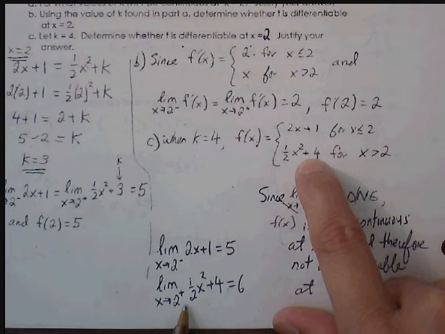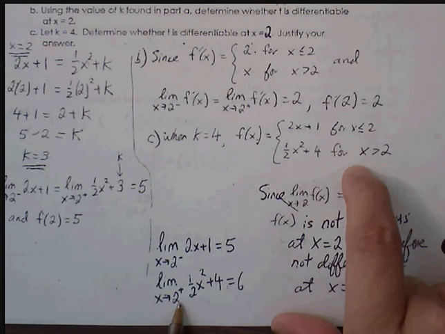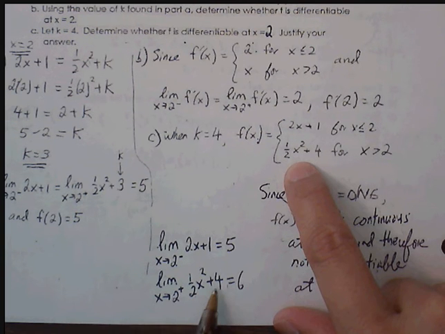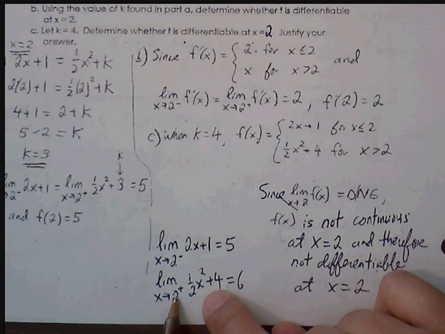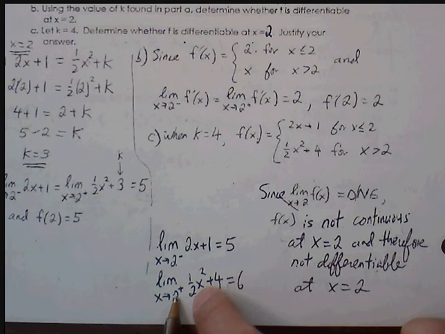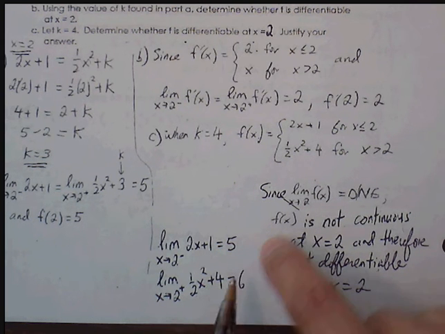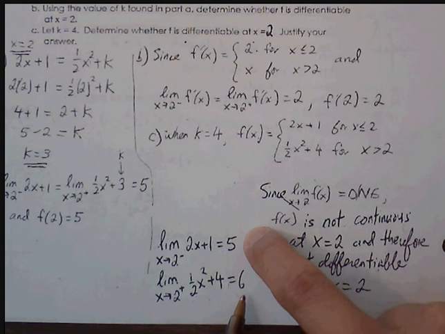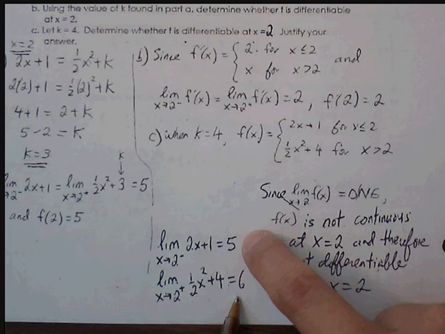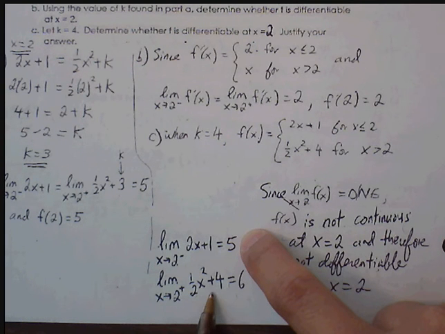On the right side, if I plug 2 in for x in 1/2 x squared plus 4, I get 4 divided by 2 is 2, and 2 plus 4 is 6. So we see that the limit doesn't even exist. 2x plus 1 is going to arrive at a y value of 5, and for the limit as x approaches 2 from the right side, this branch will approach a y value of 6.